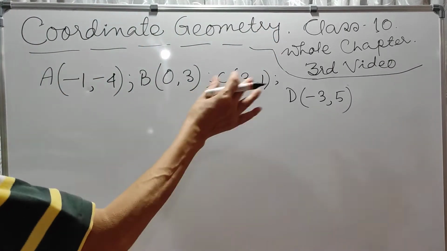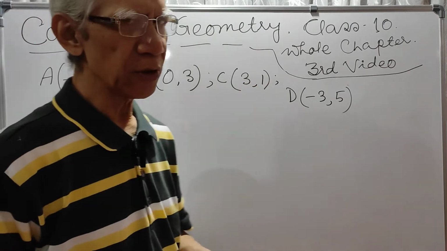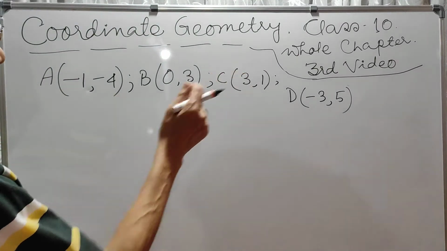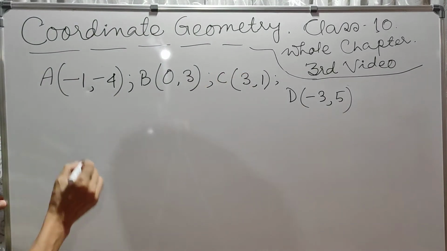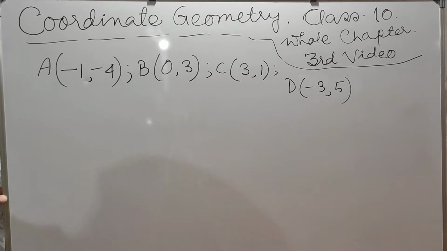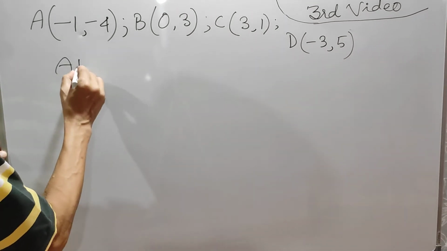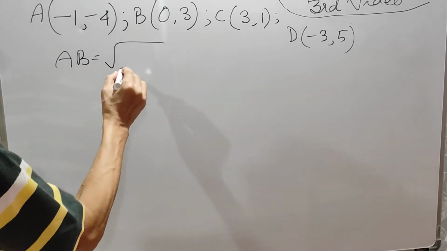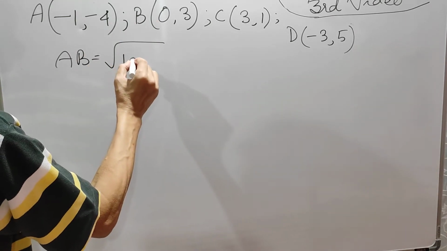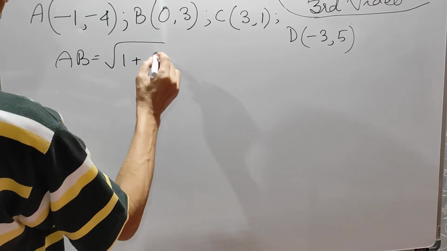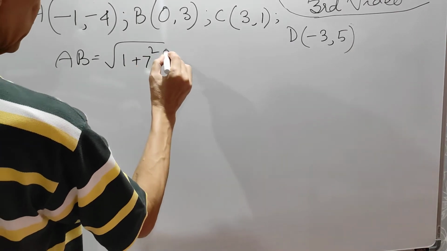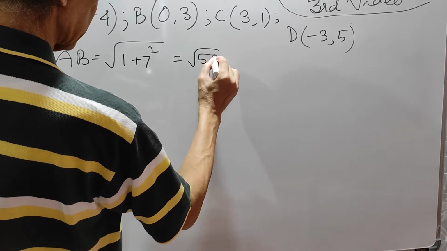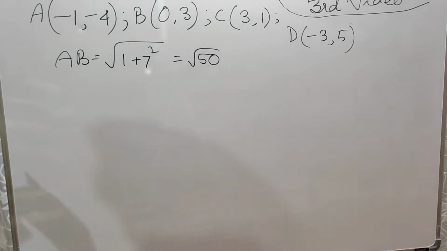For that purpose, we have to find now how to show 3 points collinear, that we discussed before in the previous video. All right. So we have to find all the sides. So AB is equal to square root of what? AB is square root of 1 squared plus 7 squared. That means 50. So root over 50.